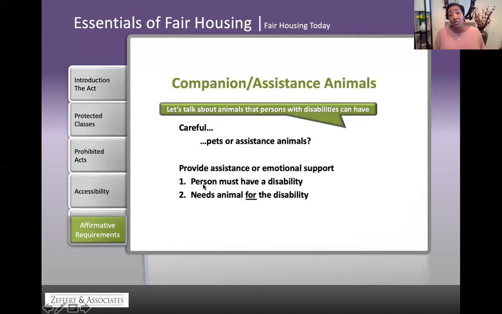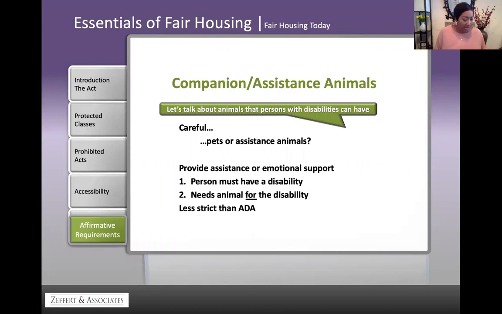But I'm going to talk to you about what we can ask and what we cannot ask. It is legal, if the disability and the request are not obvious, to ask: is the person disabled based on the definition of disability under the Fair Housing Act? And is that animal needed for that disability? We cannot ask the nature, though, of the disability.